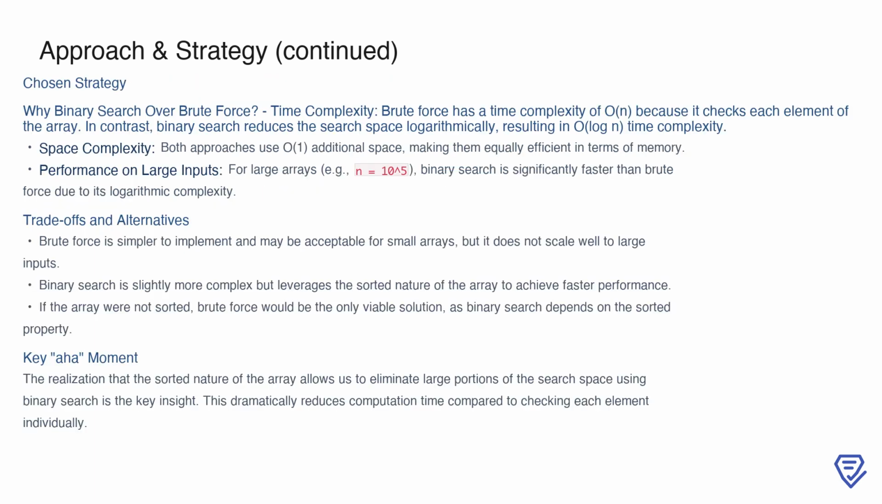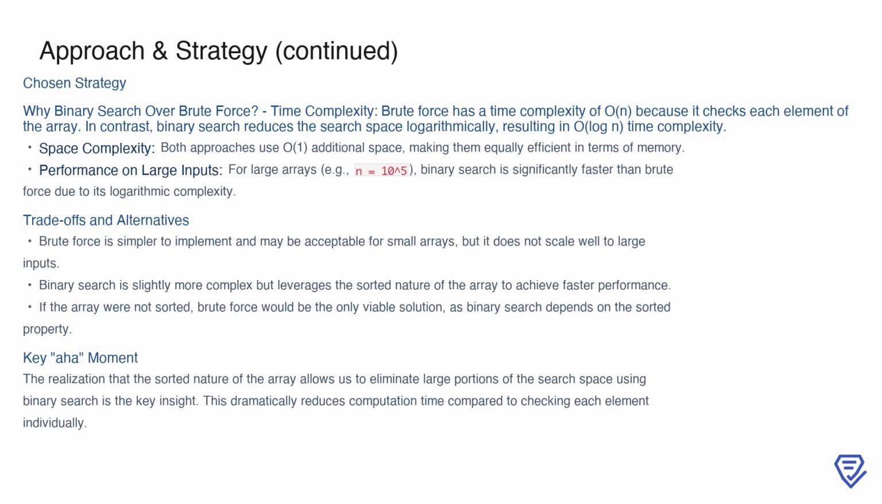When deciding between the brute force and binary search approaches, the primary factor is time complexity. The brute force method has a time complexity of O(n), because it requires checking every element in the array. In contrast, binary search takes advantage of the array's sorted property to reduce the search space logarithmically, resulting in a much faster O(log n) time complexity. Both approaches share the same space complexity of O(1), as neither requires additional data structures or memory.